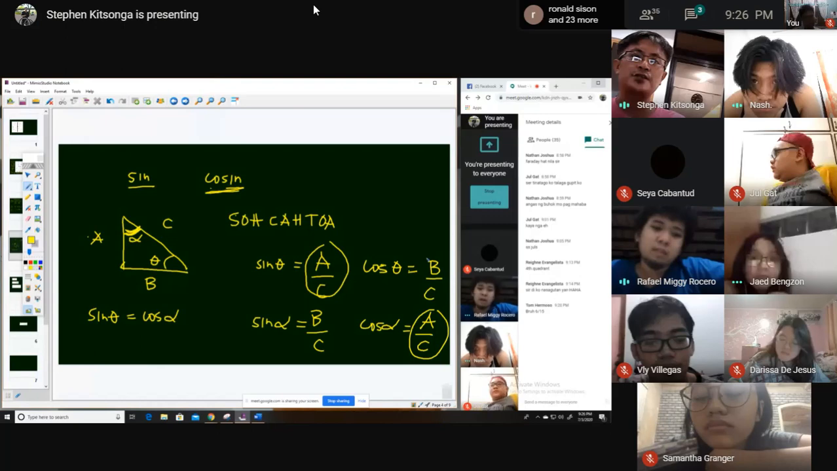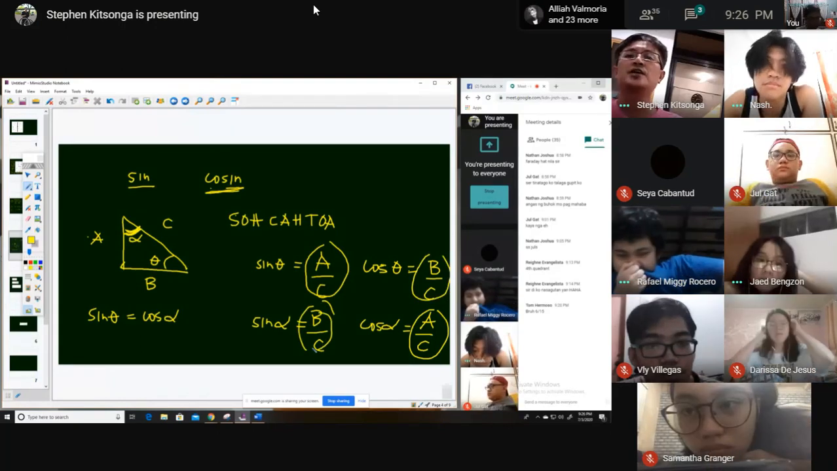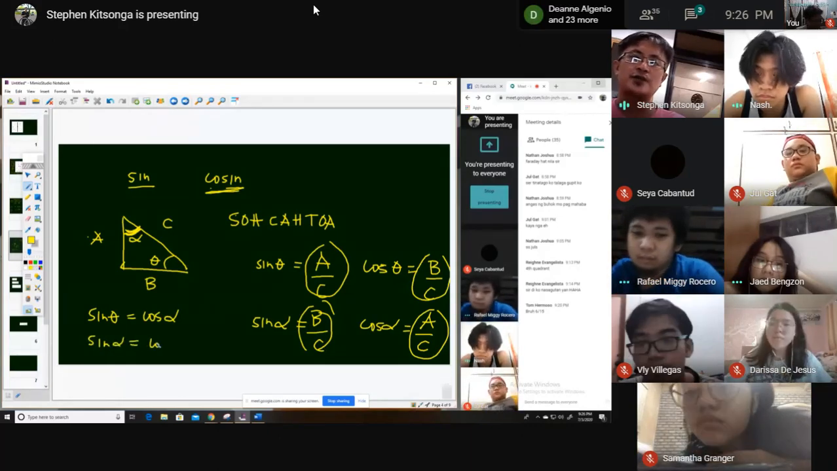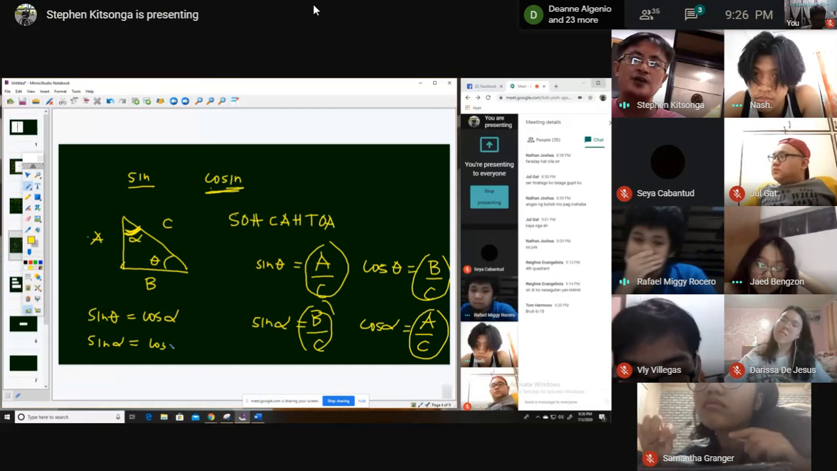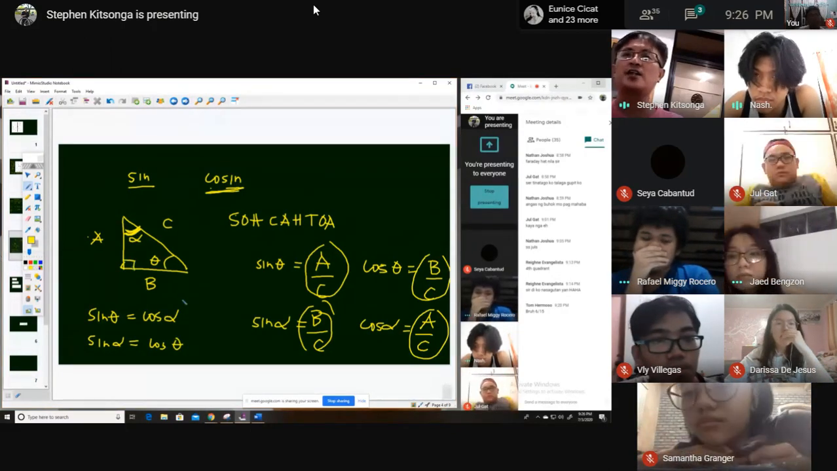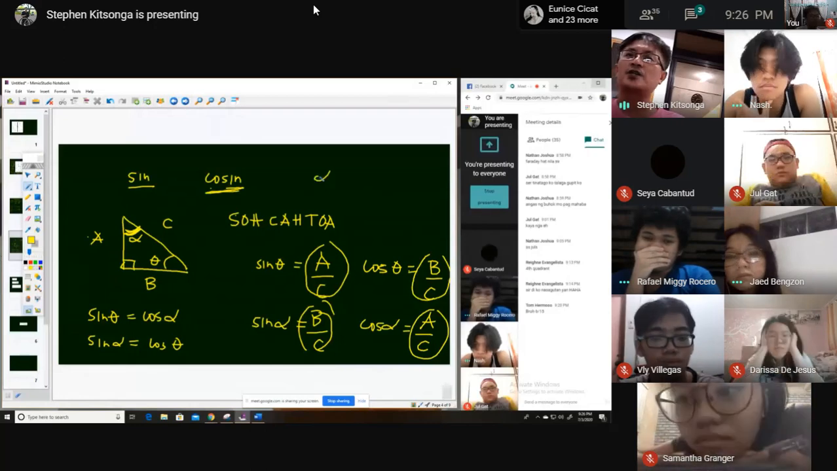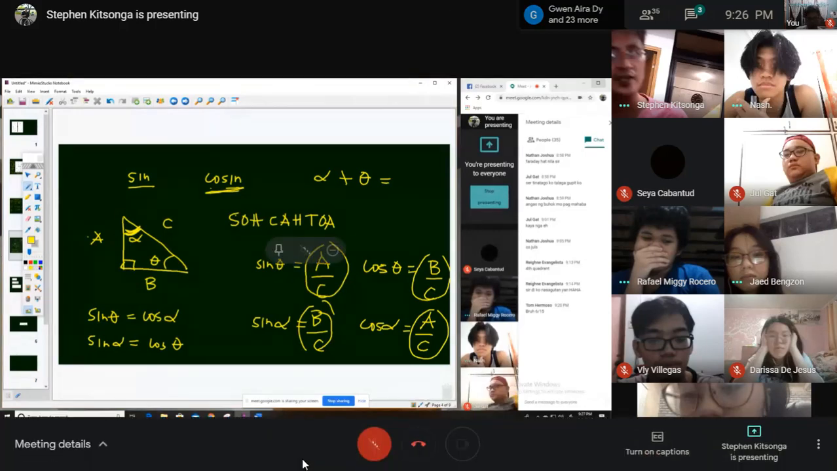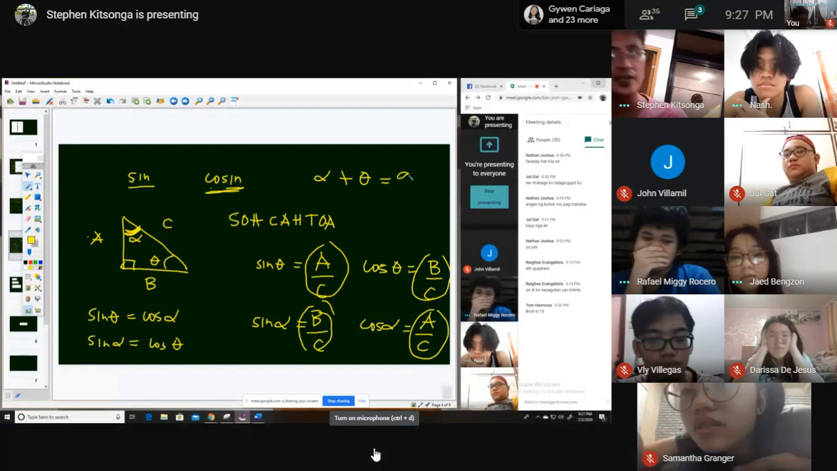And the other two, cosine and sine, are both B over C. It follows that sine alpha equals cosine of theta. So, they are reversed. Now, knowing that this is a 90-degree angle, what can you say about alpha plus theta? What's the sum of the angles? 90 degrees. So now you know what this co means.